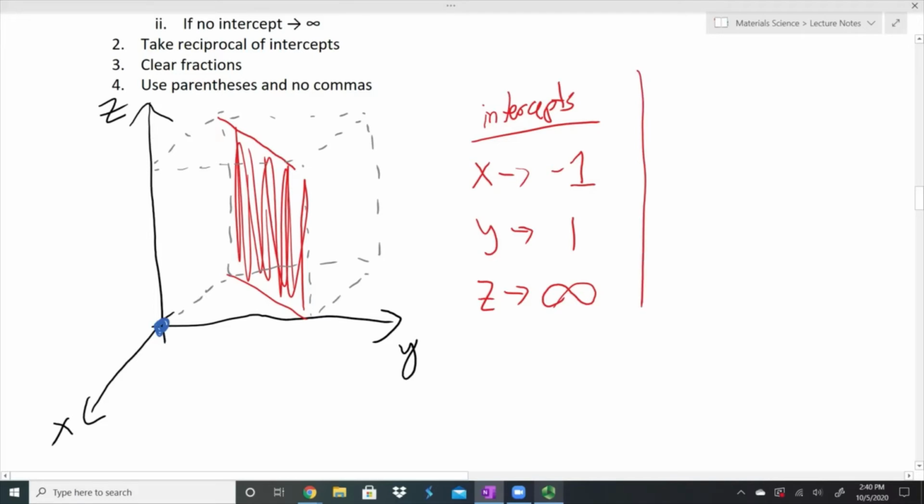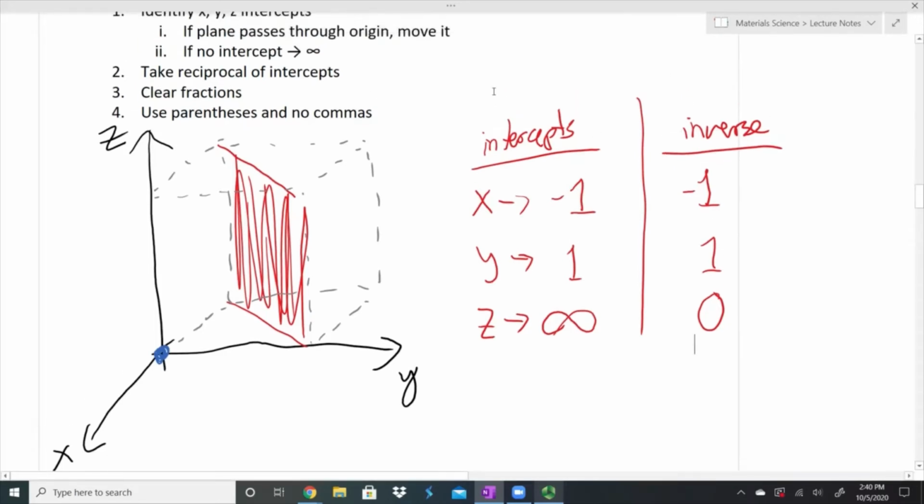What I'm going to do is take the inverse of these. The inverse of -1 is -1. The inverse of 1 is 1. And we're going to say that the inverse of infinity is 0. Now the next rule is we can't have any fractions. In this case, we don't, and so we're perfectly okay just to move on.